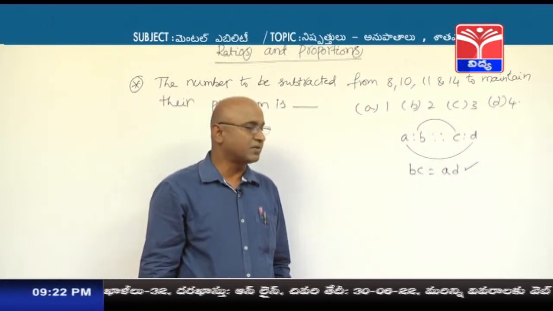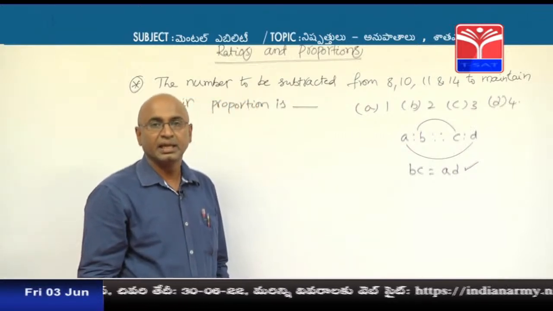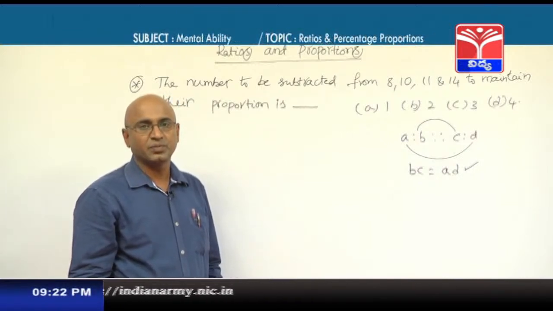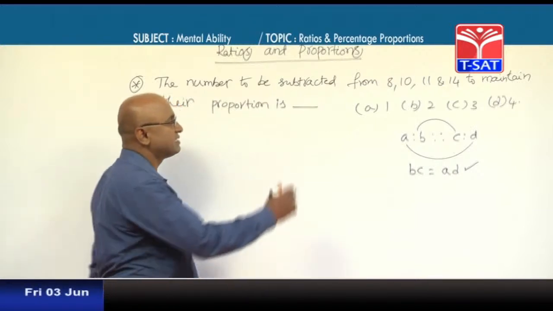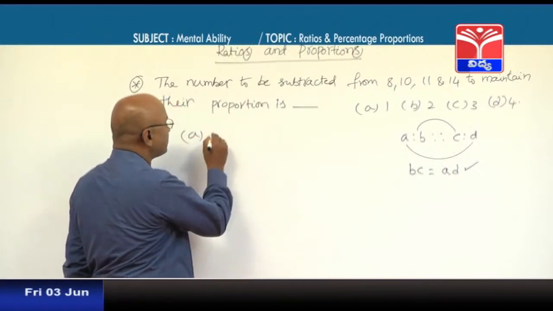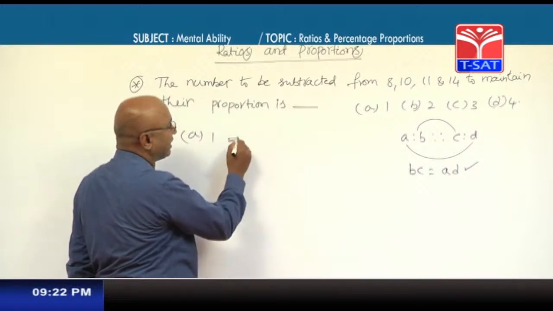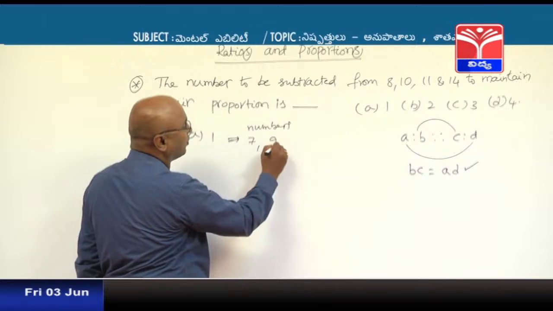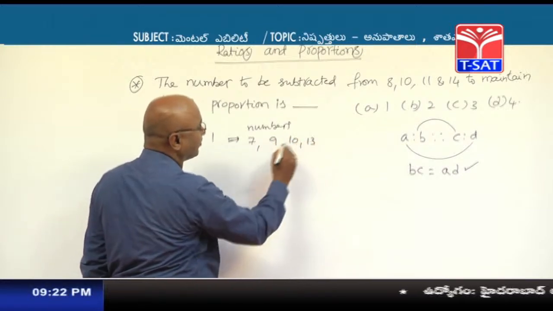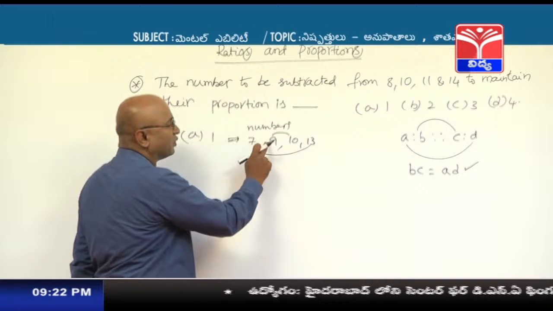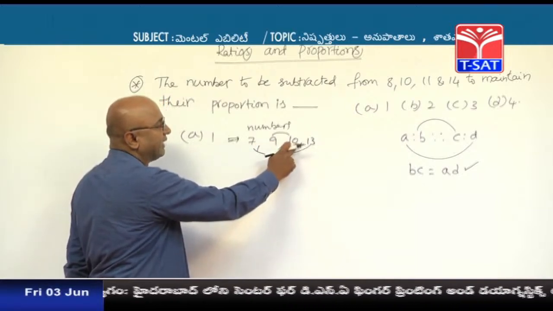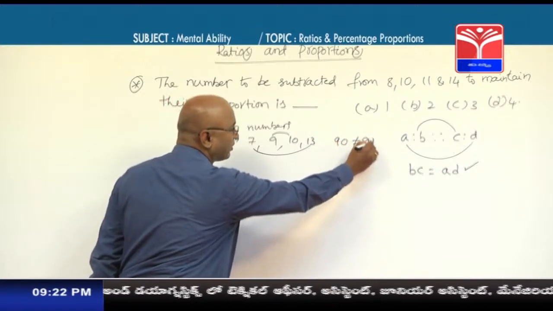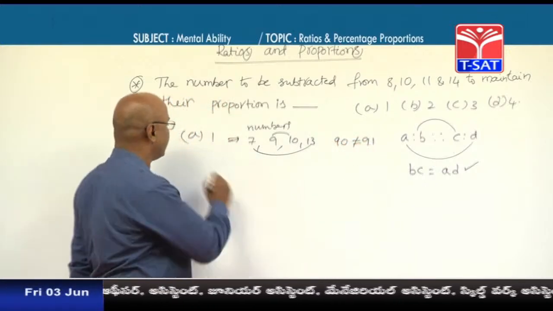If two ratios are said to be in proportion, then the condition to be satisfied is the product of means is equal to product of extremes. Now we will see. Suppose we subtract 1, the numbers will be like this: 7, 9, 10, 13. So see, 9 10s are 90, 13 7s are 91. So 90 cannot be equal to 91. It is the wrong option.